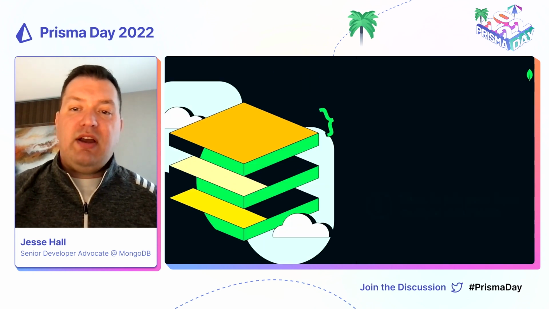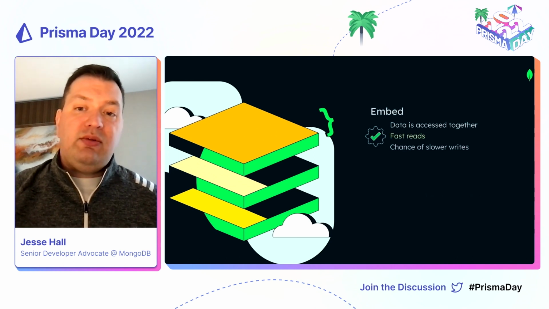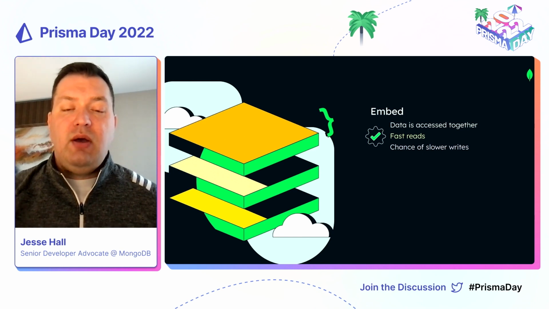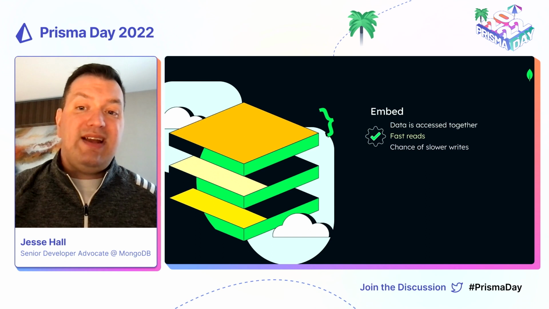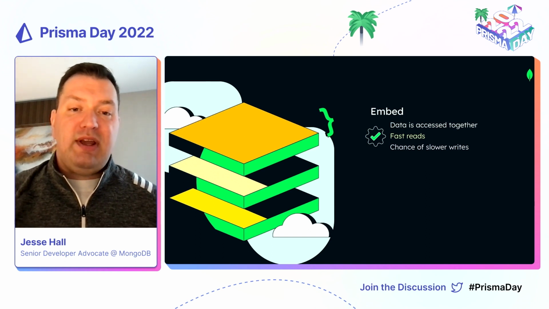And so again, with document databases, we have the ability to choose how we store our application's data. You should use embedding for data that is accessed together. You're going to get fast reads, but you may get a chance of slower writes if the embedded data is duplicated in other areas of your database.